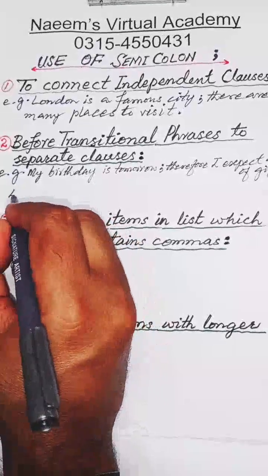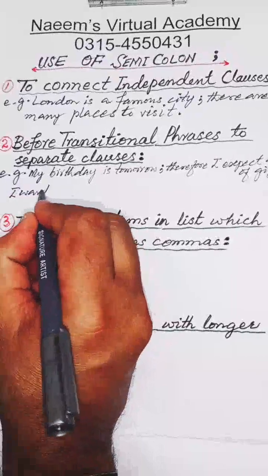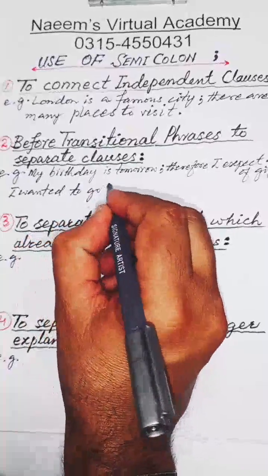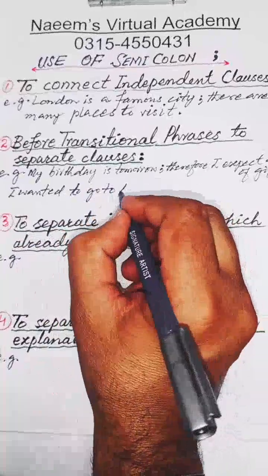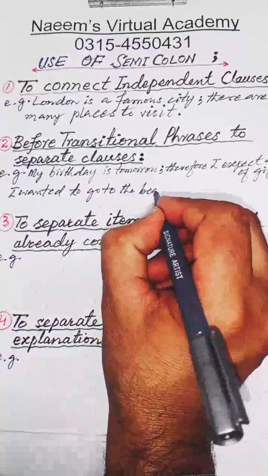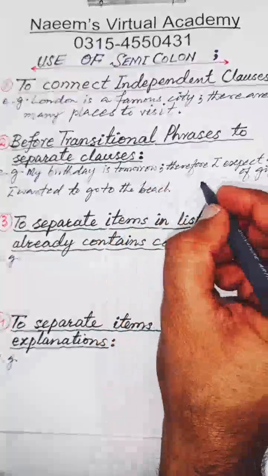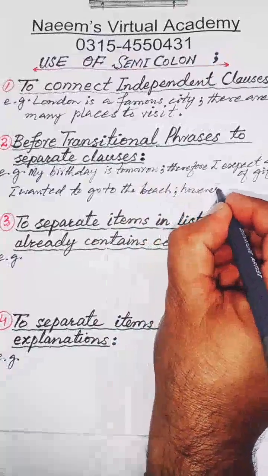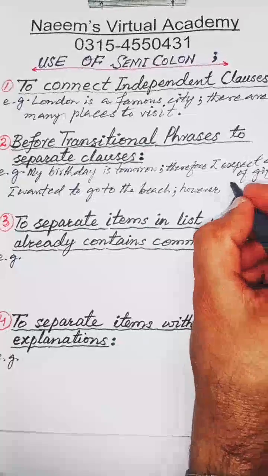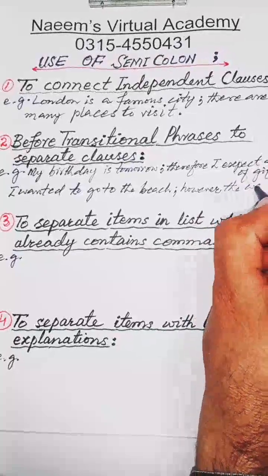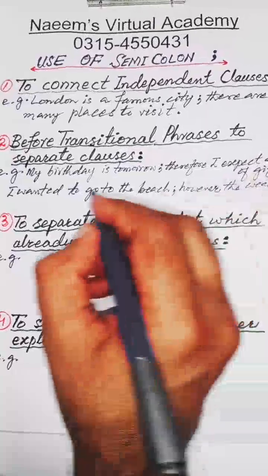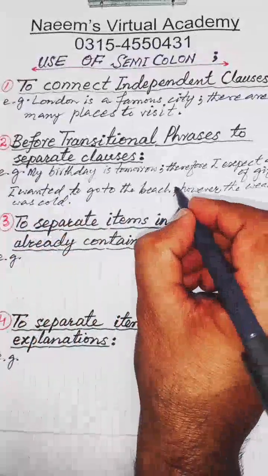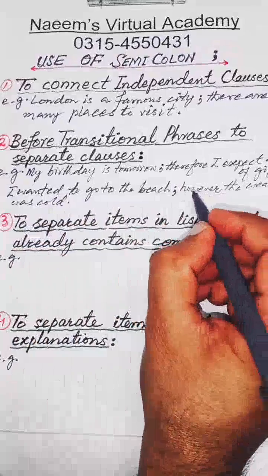Or for example, I wanted to go to the beach; however, the weather was cold. So here you can use a semicolon right before a transitional word.